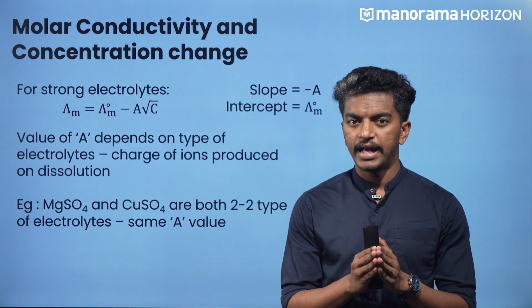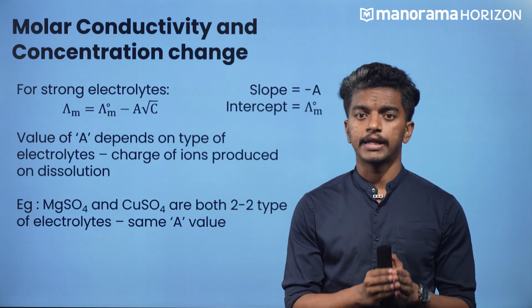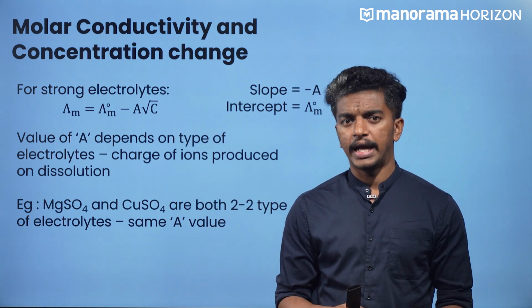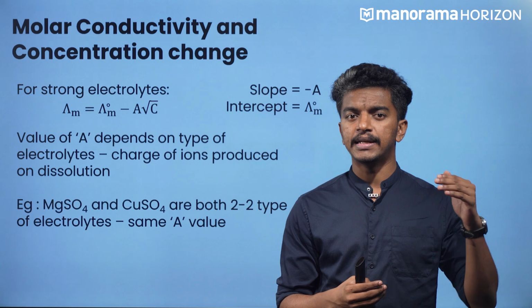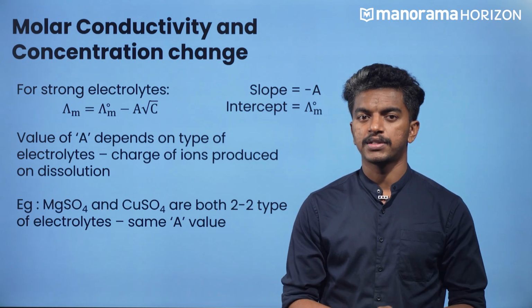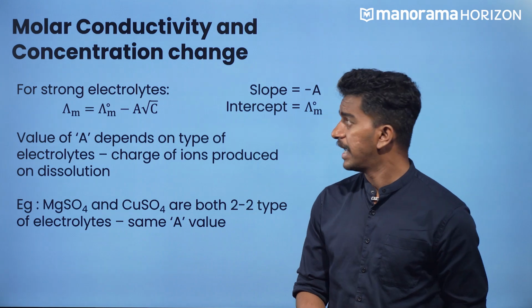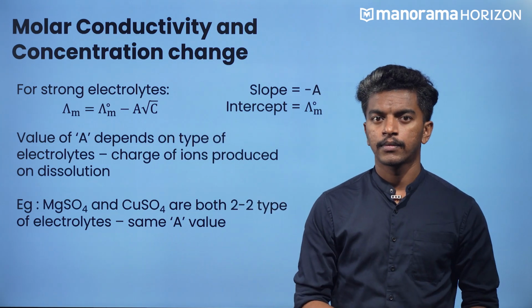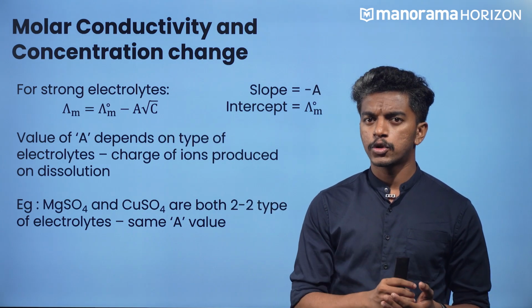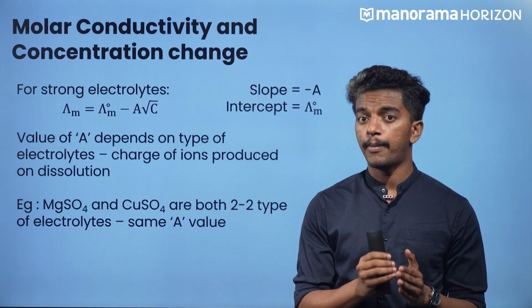Molar conductivity varies differently for strong electrolytes and weak electrolytes. For strong electrolytes, molar conductivity slowly increases with dilution and can be represented by the equation Λm = Λm0 − A√c. This is a straight line with a slope equal to −A and intercept Λm0.